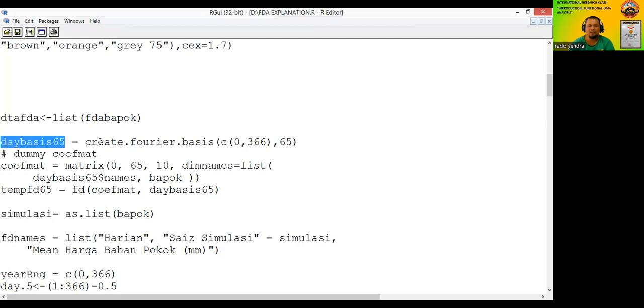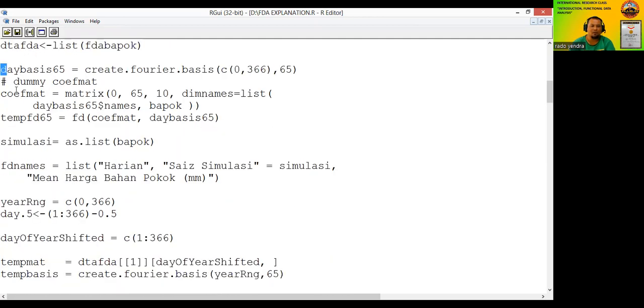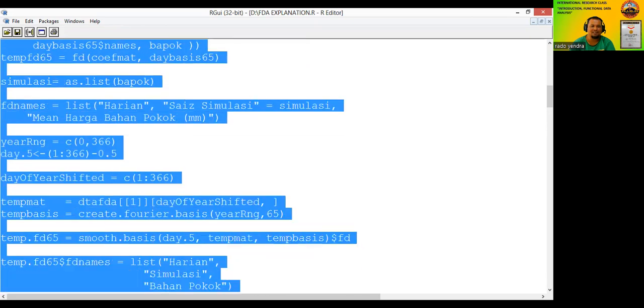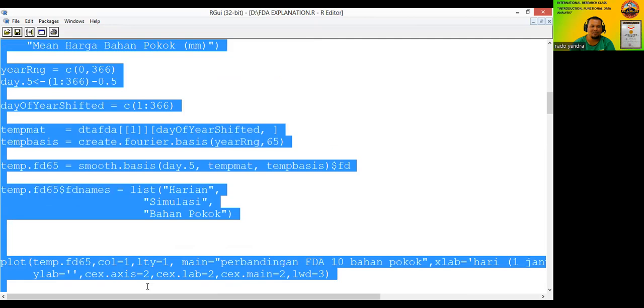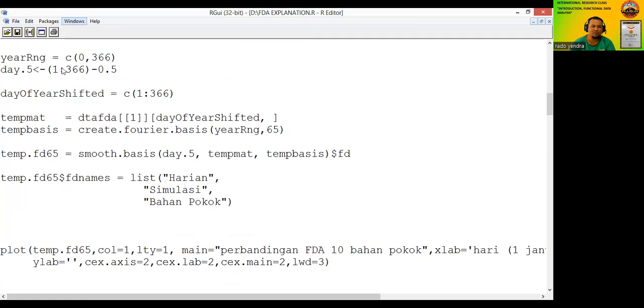In the R programming, there is a function called create.Fourier.basis. This is for the basis, the number of basis, and then this is the number of our data. So we can run our programming in R for functional data analysis. We come to the console.